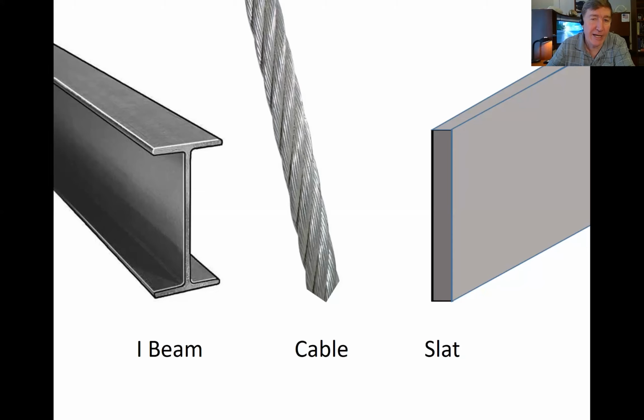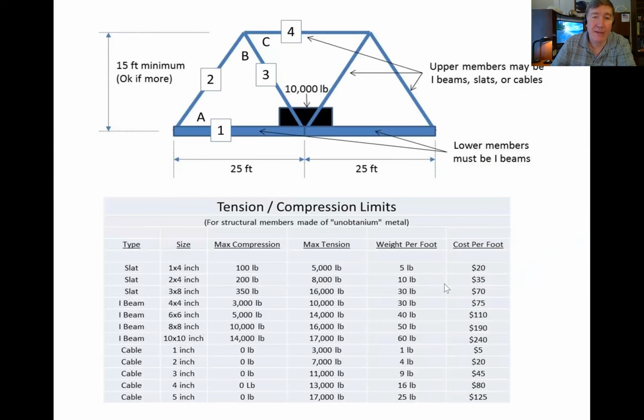Okay, so what you need to do in tonight's assignment is look at this bridge that we're going to design, and decide for each of the different members, do you want to make them out of an I-beam? Do you want to make them out of a cable, or do you want to make them out of a slat? So any piece that is going to be under compression, then obviously slats are not even in the running for that.